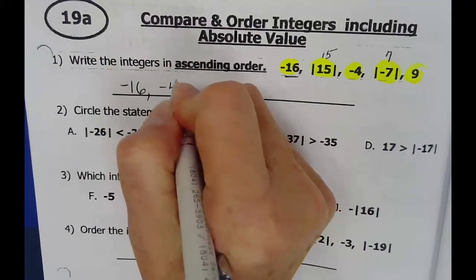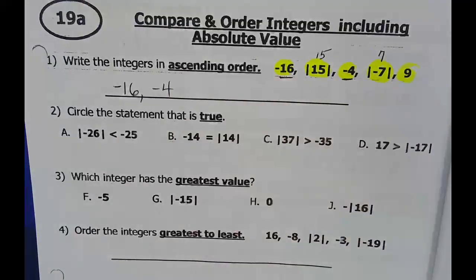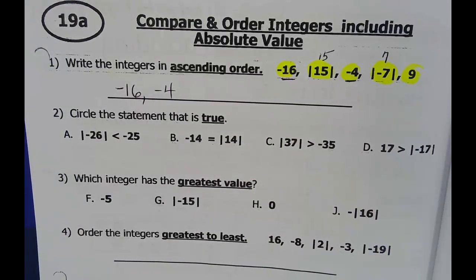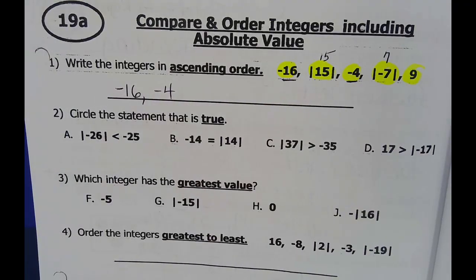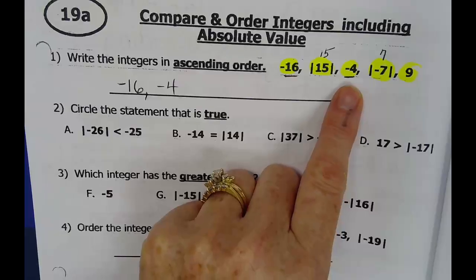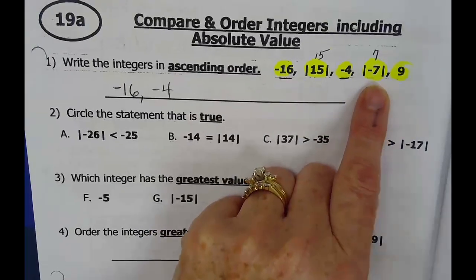-4. Do we have any other negative values? Okay, so now we're going to look at the 3 positive values. Which one would be next? Now remember, we get to 0, and then we start counting up. 4, 7. We already have -4. Okay, we don't have 7 though.